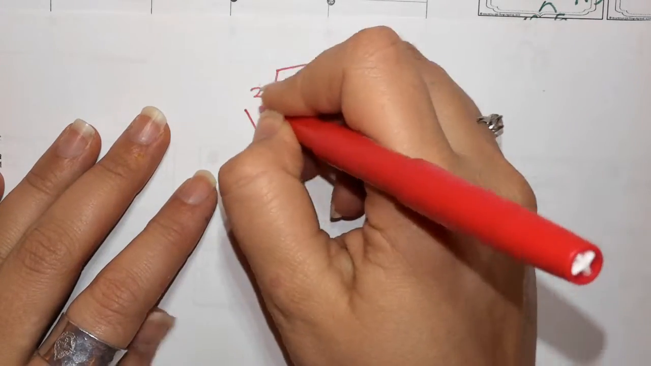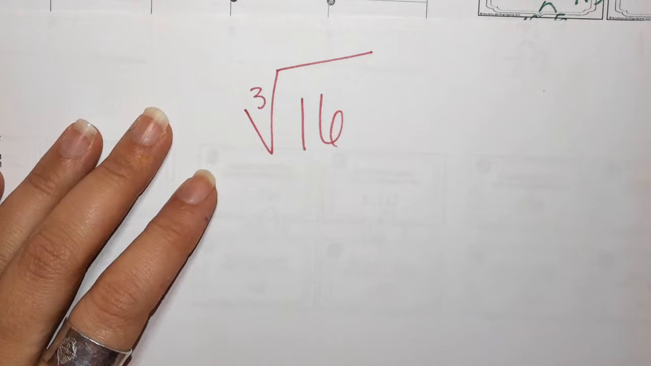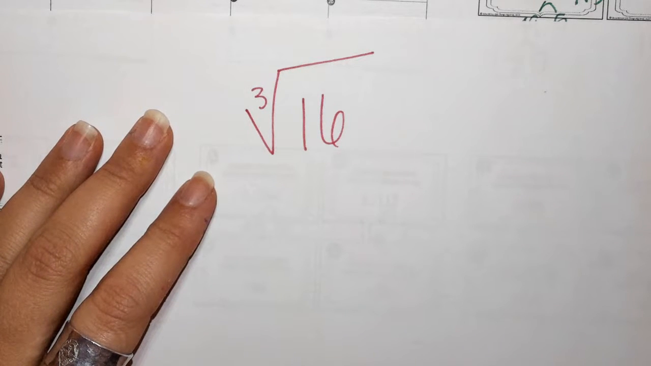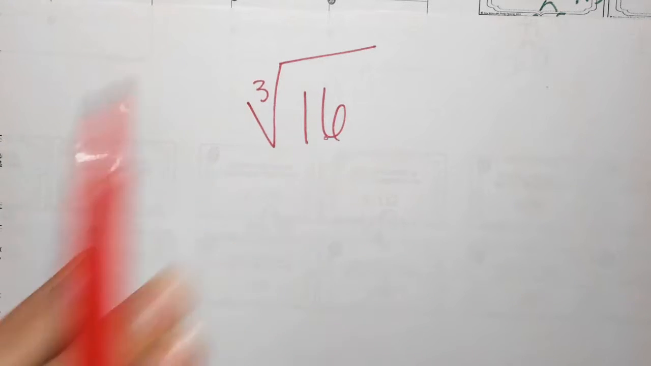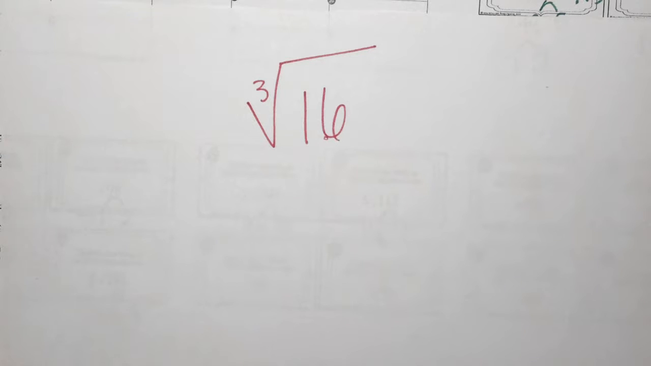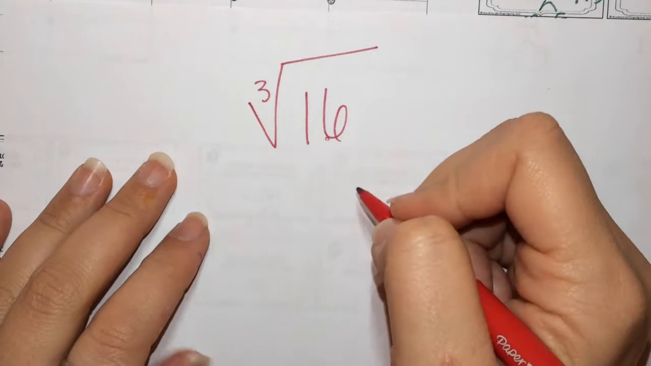All right, what if I said the cubed root of 16? Then it'll be 3 over 1. 16 to the 1/3, right? And what if I said I wanted you to break this down? It'll be 4 times 4.